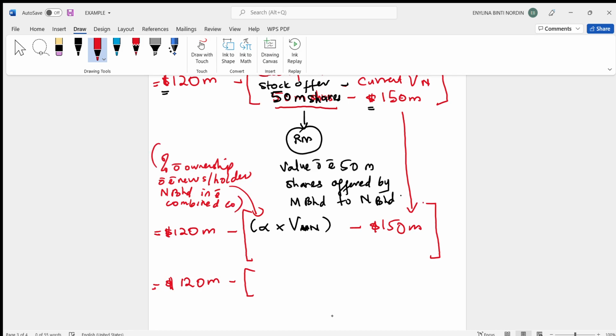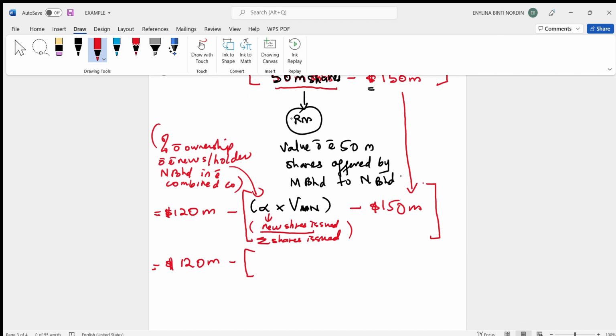So how are you going to calculate the percentage of ownership? This is the formula. The new shares issued, divide by total shares issued by M Berhad. Okay, new shares issued and divide by total shares issued, by who? By M Berhad. So now, how many shares issued by M Berhad? 50 million shares. To who? To N Berhad shareholders. Therefore, you put these 50 million shares.